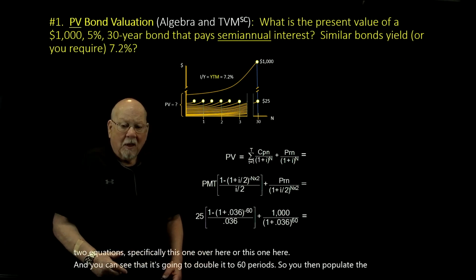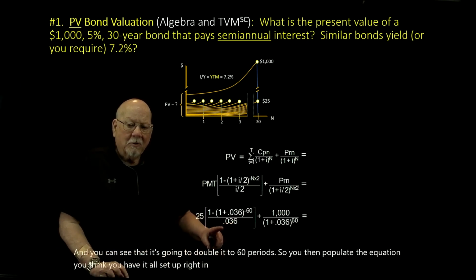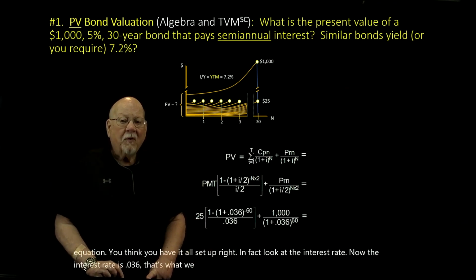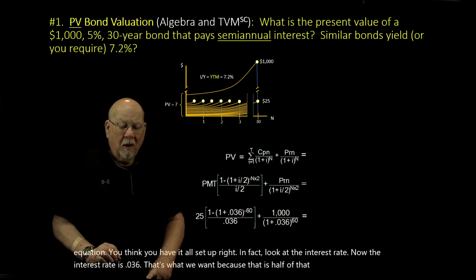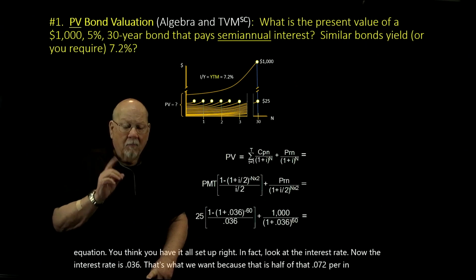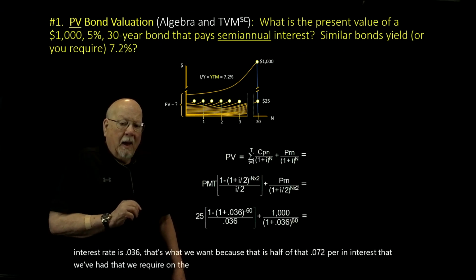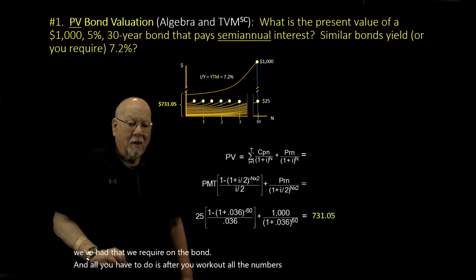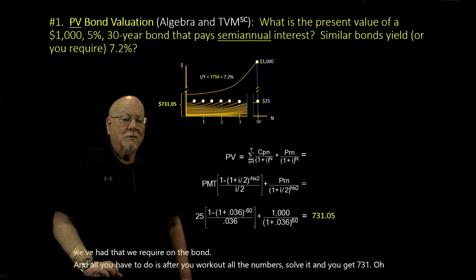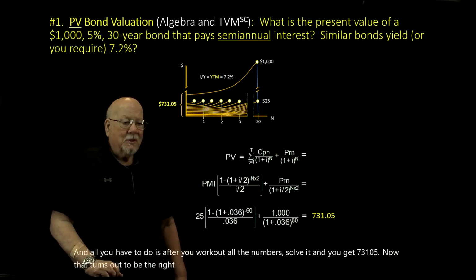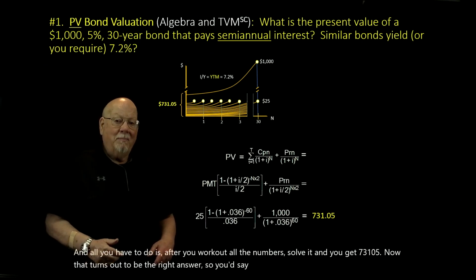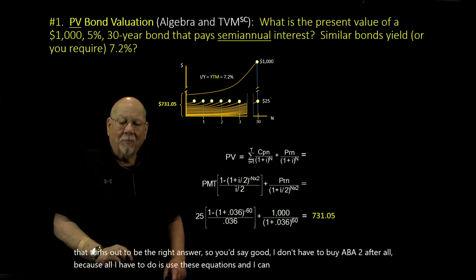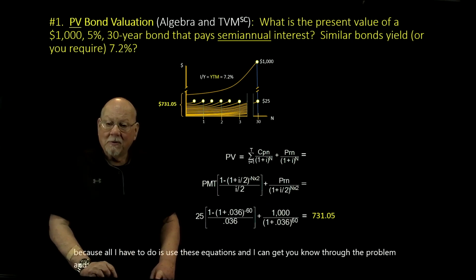You think you have it all set up right. In fact, look at the interest rate. Now the interest rate is 0.036. That's what we want because that is half of that 0.072 in interest that we require on the bond. And all you have to do is, after you work out all the numbers, solve it, and you get 731.05. Now that turns out to be the right answer. So you'd say, good, I don't have to buy a BA2 after all, because all I have to do is use these equations and I can get through the problem. And the answer is yes, that's correct.